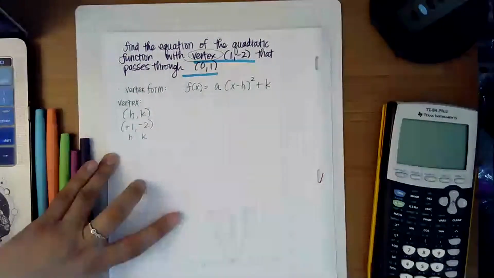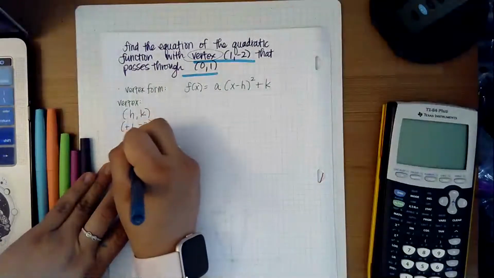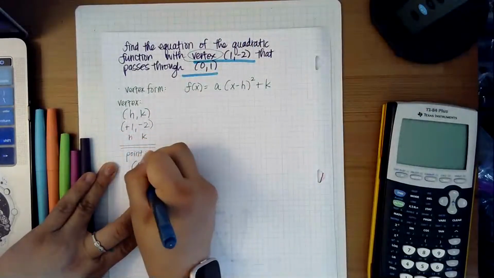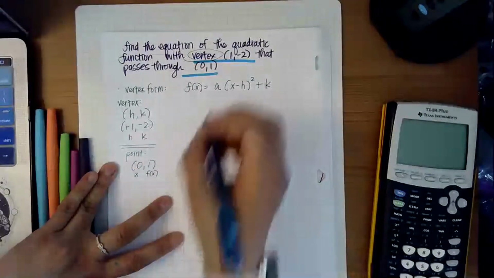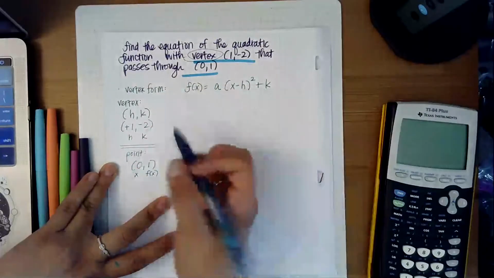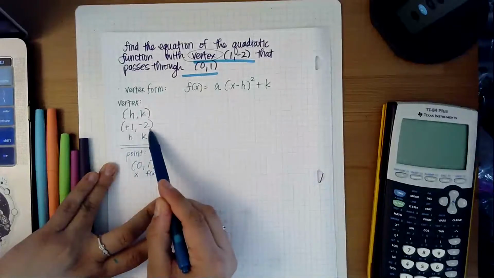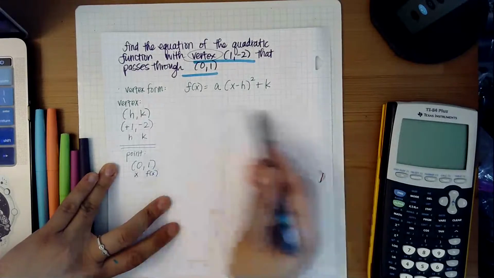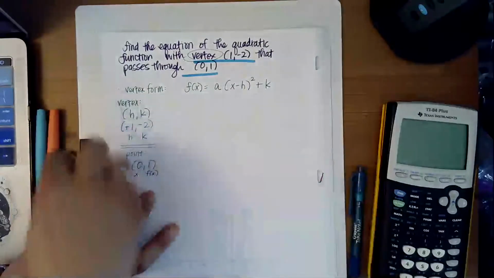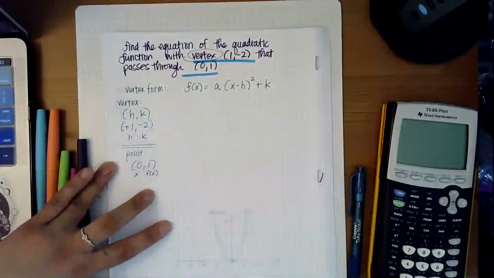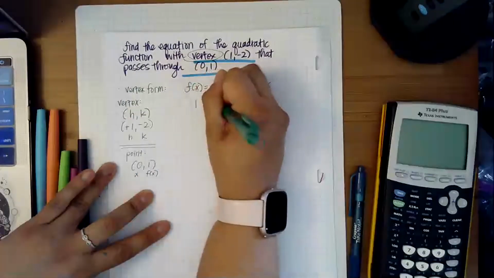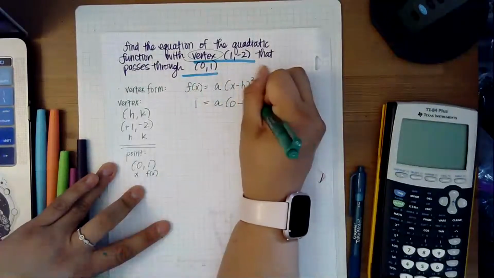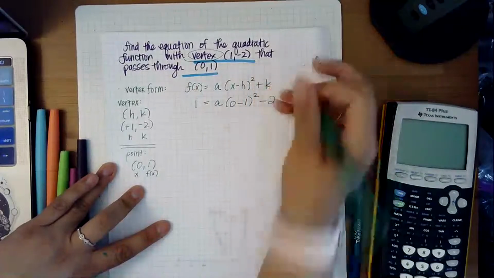I also know a point. The point I know is (0, 1). So this is x and f of x. I'm going to put all of this information in. I know my h is 1, my k is -2, my x is 0, and my f of x is 1. So that's all I'm doing, plugging all of that information into that equation. So I have 1 equals a times (0 minus 1) squared minus 2.